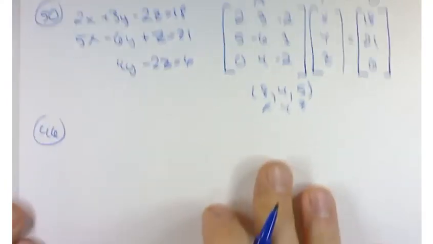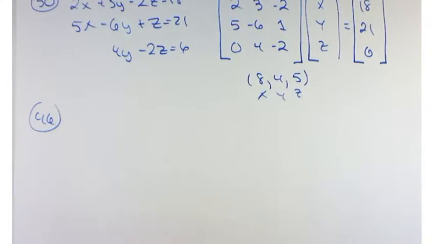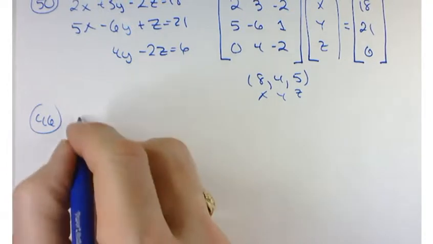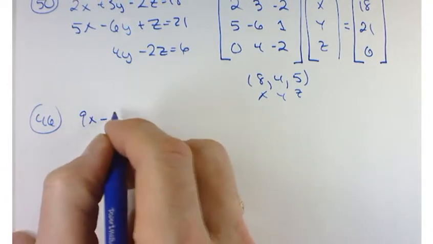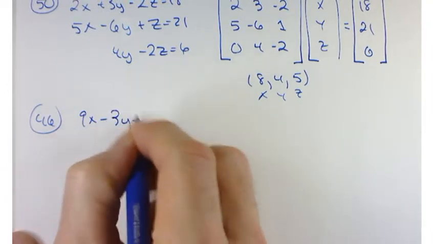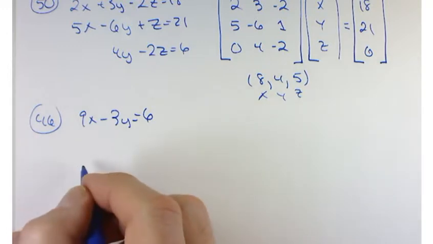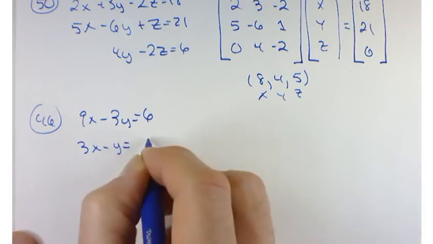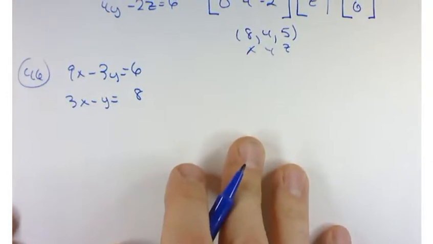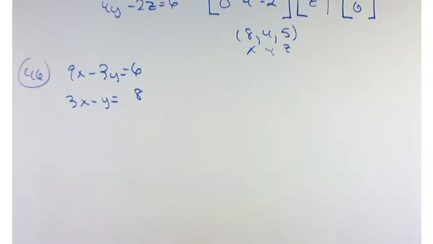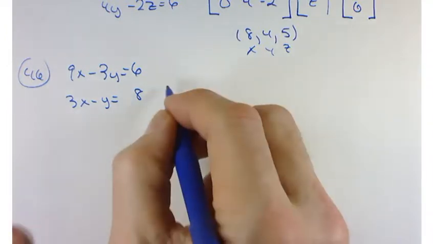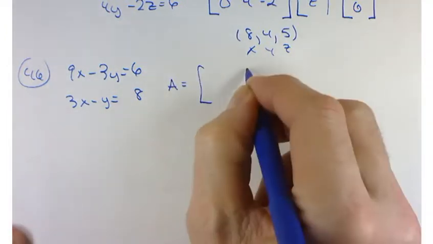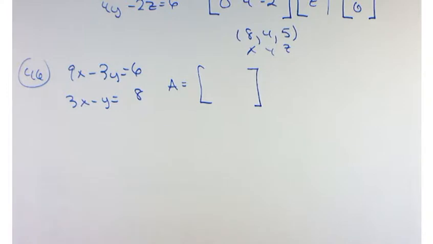Let's see if we can't scale this process into doing problem number 46, which is 9x minus 3y equals 6, and 3x minus y equals 8. So if I'm going to use this process for solving a system of equations, what's my matrix A going to be in this one? Iris?